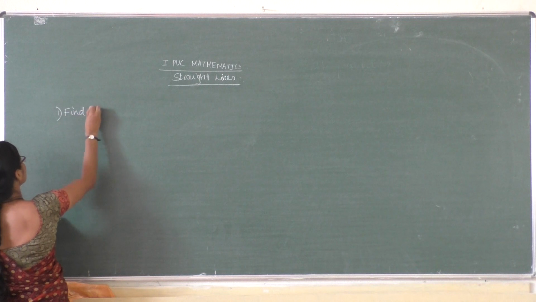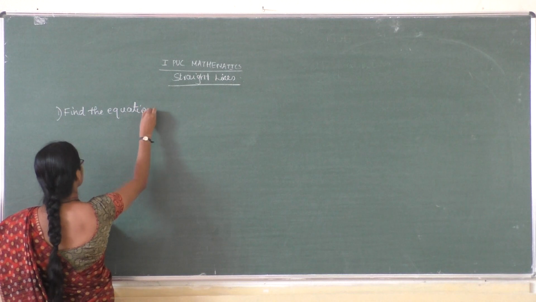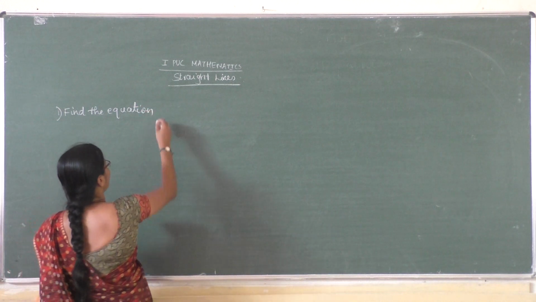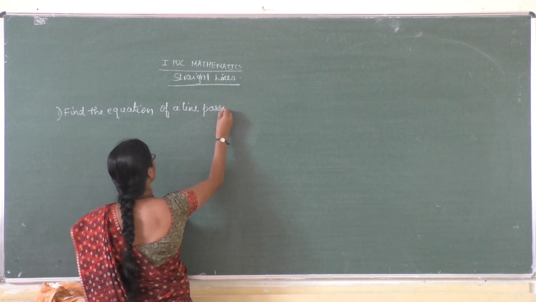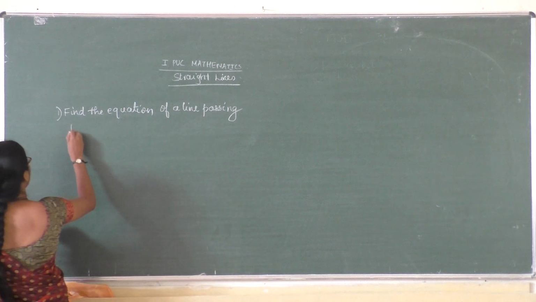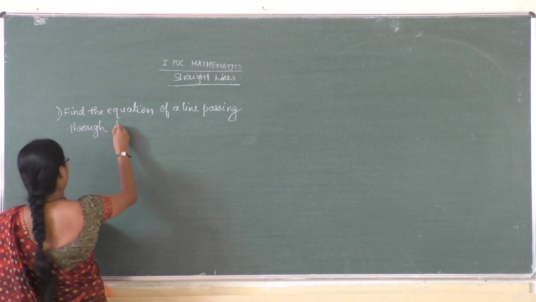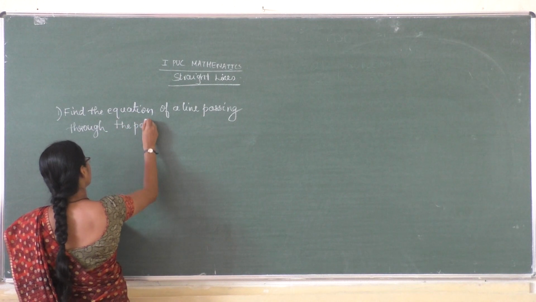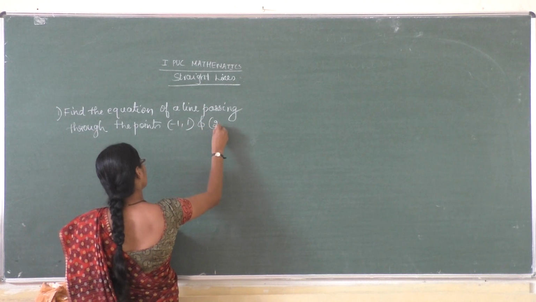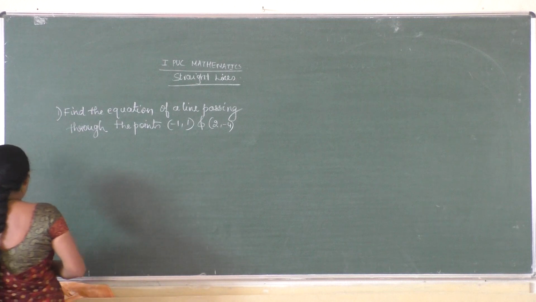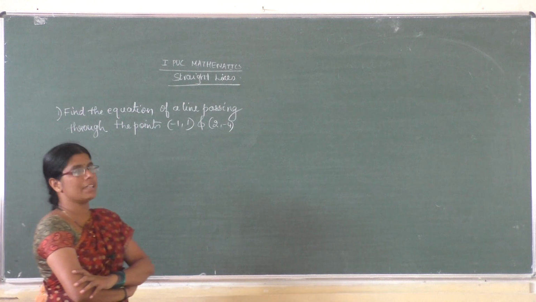Find the equation of a line passing through the points minus 1, 1 and 2, minus 4.